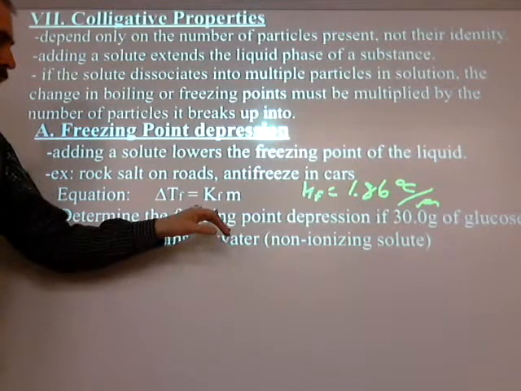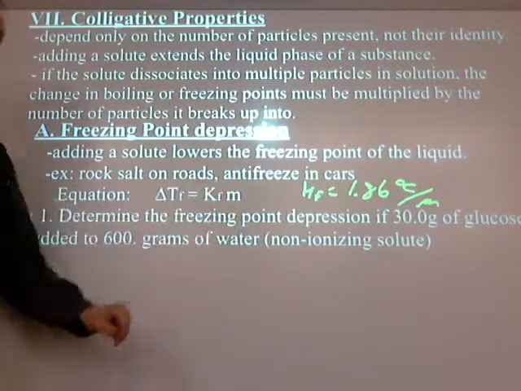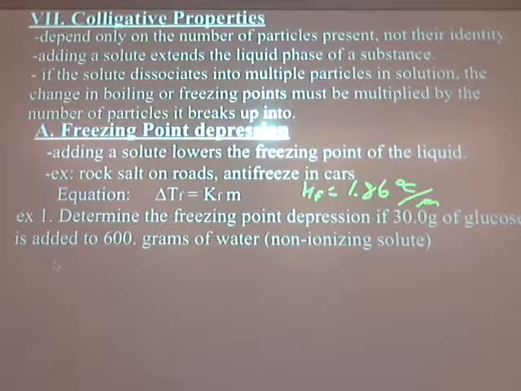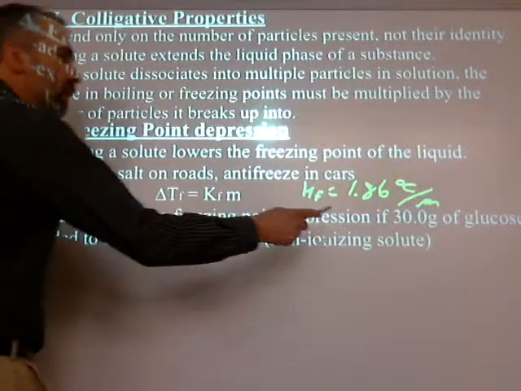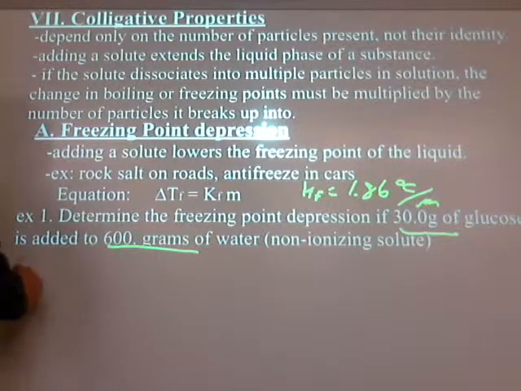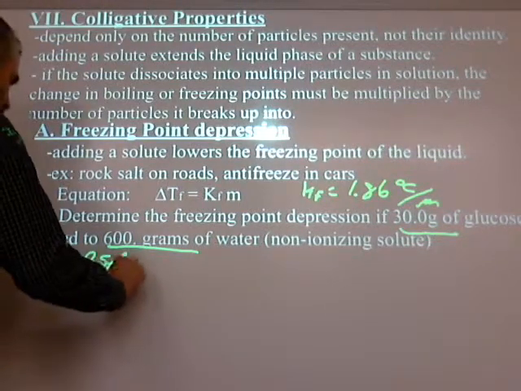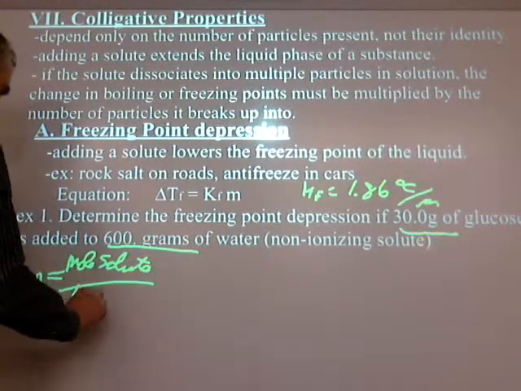However, this one variable that I do need, the molality, is not given to me, is it? So what should I do first? What do you think I have to do first, like I had to do on Friday? I got to calculate the molality. I'm given 30 grams of glucose in 600 grams of water, right? Molality is a lowercase m, not capital M, but lowercase m, equals moles of solute per kilograms of solvent.